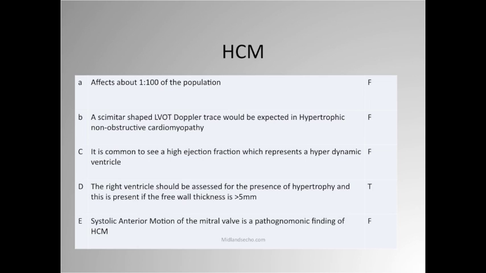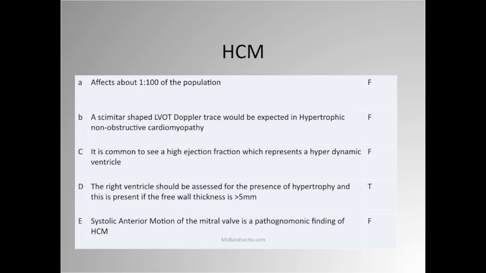Hypertrophic cardiomyopathy affects about 1 in 100 of the population. That's incorrect. 1 in 500. Again, that's a number you should probably know. A scimitar-shaped LV Doppler trace would be expected in hypertrophic non-obstructive cardiomyopathy. That's false. The LVOT Doppler trace is only scimitar shaped if there's obstruction.